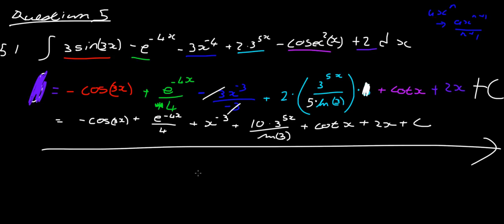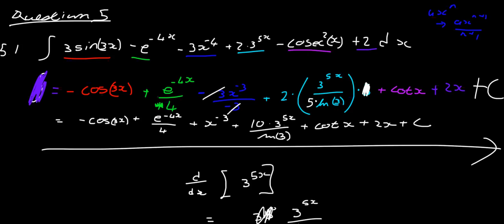Because if we take d by dx of 3 to the 5x, it is equal to 3 to the 5x ln 3 times 5. So we need to divide by 5 and divide by ln 3, and then we end up with, yes. Okay, so this is correct.